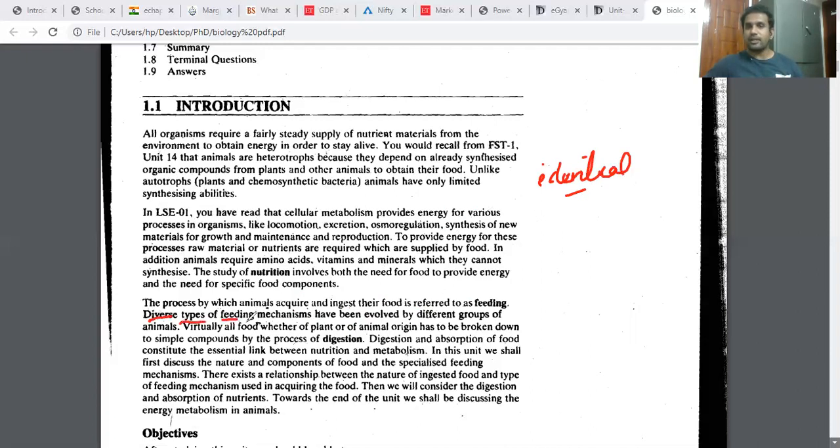We will see diverse types of feeding mechanisms. Virtually all food, whether of plant or animal origin, has to be broken down into simple compounds by the process of digestion. And this is what is called metabolism in our biology.